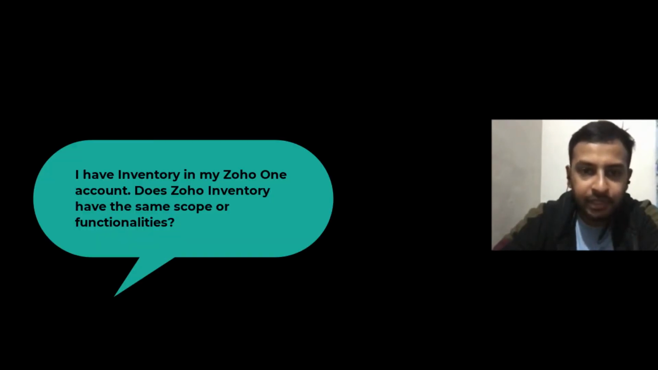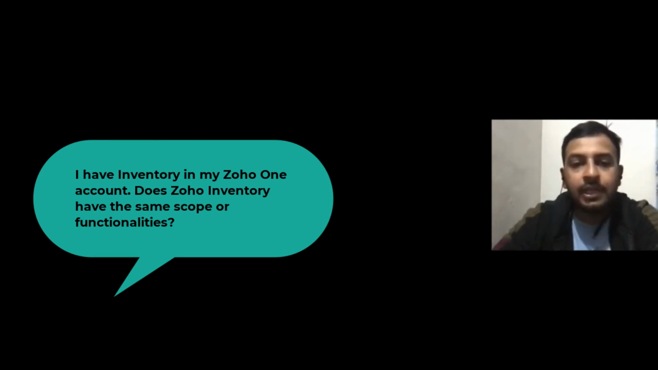Okay, we have one from Maya. I have Inventory in my Zoho One account. Does Zoho Inventory have the same scope of functionalities? Of course, the Zoho Inventory account that's a part of your Zoho One account has the same functionalities. You don't have to worry about that. You can just follow the same steps to integrate your account, and you can work out your Amazon integration very well with the same account. It shouldn't cause you any trouble. If at all it does, feel free to let us know. We'd be happy to help. We have 24/5 support.